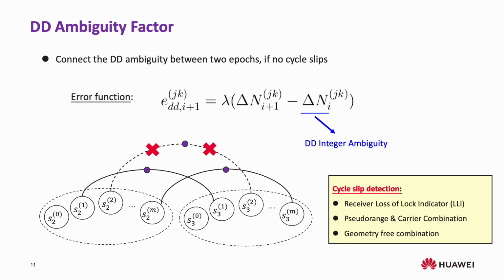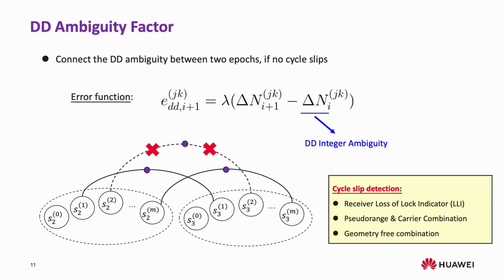Next is the double difference ambiguity factor. According to the nature of GNSS tracking loops, the integer ambiguity tends to be constant once the satellite signal has been effectively tracked. Therefore, the double difference ambiguity between the same satellite and the reference satellite that are tracked in multiple epochs should share the same ambiguity values if no cycle slip has been detected.